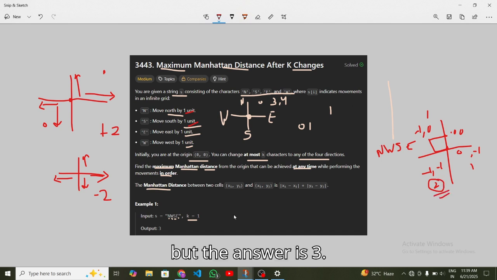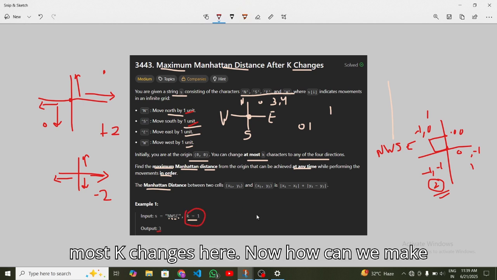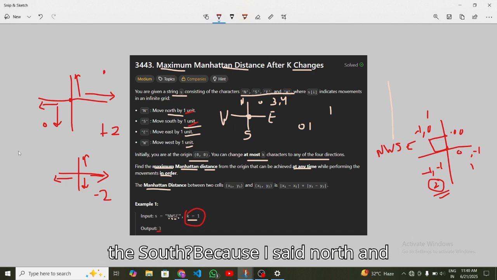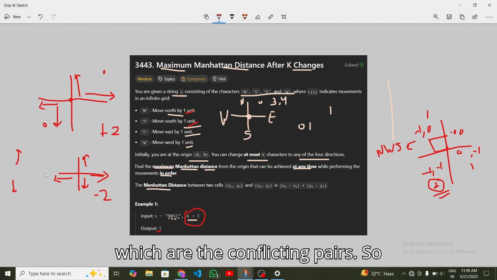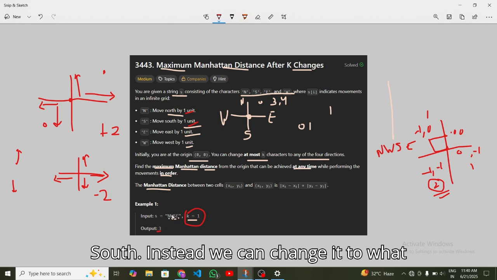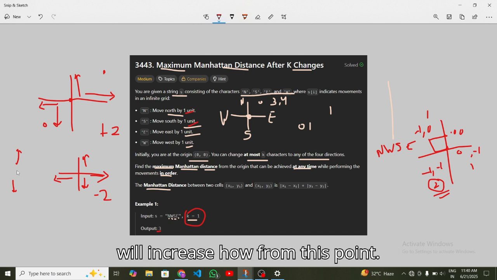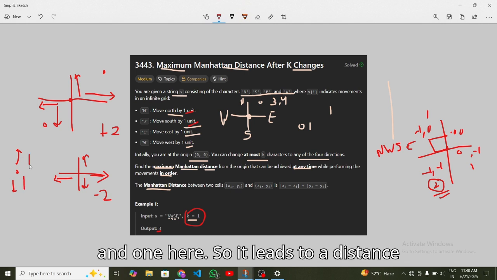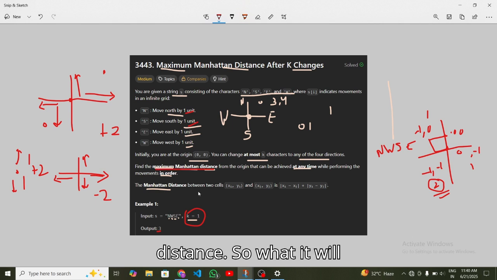But the answer is 3. Why? Because we are allowed to make at most k changes here. Now how can we make this k change? Because north and south are two cancelling directions, which are the conflicting pairs, instead of taking the south after this north, we don't need to take the south. Instead, we can change it to north only. From this point, we don't go to this point. So 1 here and 1 here. So it leads to a distance of +2, incrementing the maximum Manhattan distance.